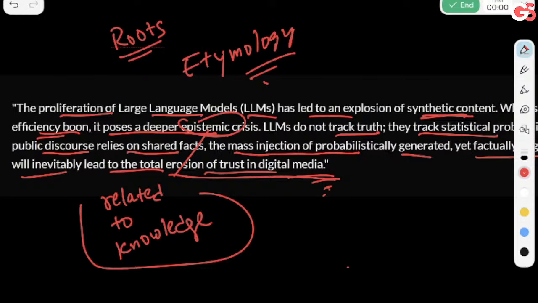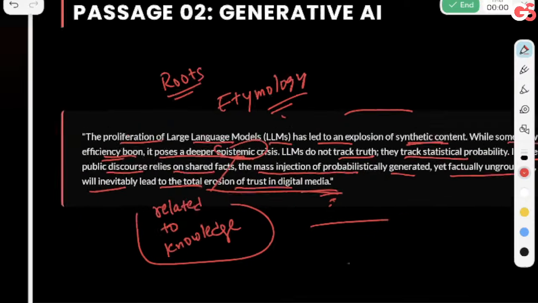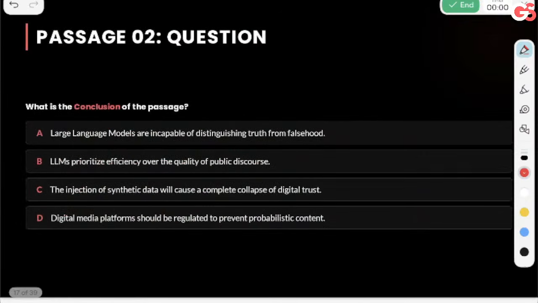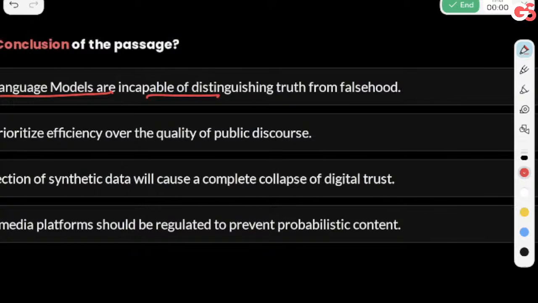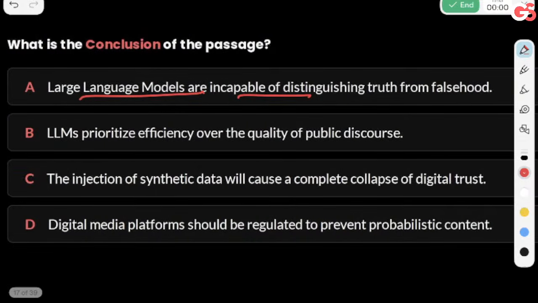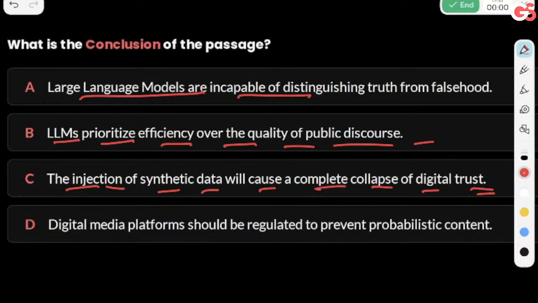By the way, did you understand this entire passage? Okay. Now, what should the conclusion of this be? Large language models are incapable of distinguishing truth from falsehood. Can that be the conclusion? Okay, let's read further. LLMs prioritize efficiency over the quality of public discourse. The injection of synthetic data will cause a complete collapse of digital trust. Digital media platforms should be regulated to prevent probabilistic content. All right. Let's see.